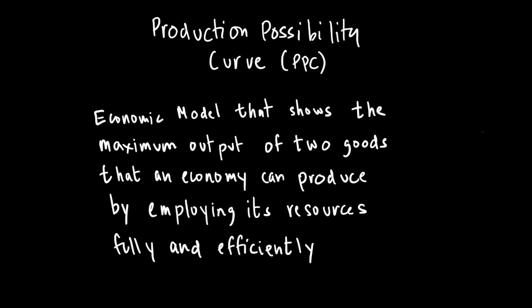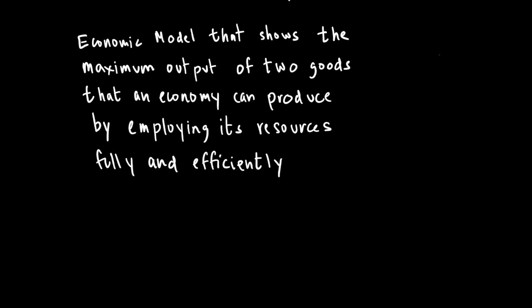And let's assume that they employ all their factors of production, your land, your capital, your labor, your enterprise, fully and efficiently. So if there are only two goods that economy is making, then the PPC, or the production possibility curve, will show you all the maximum possible output of these two goods, the various combinations that an economy can make if it uses its resources fully and efficiently. Let's show this in terms of a diagram.